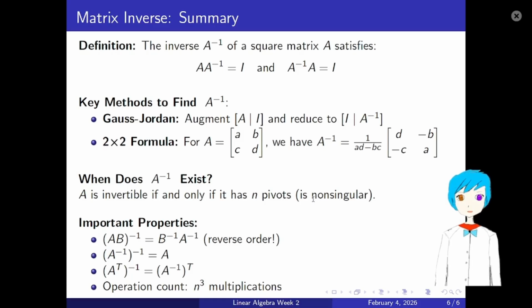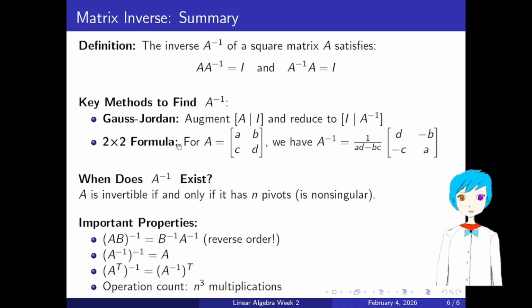Finally, we introduce the matrix inverse. The inverse, A inverse, of a square matrix A satisfies A times A inverse equals the identity matrix, and A inverse times A equals the identity matrix. Note that only square matrices have an inverse. How do we find the inverse? Sometimes we can use the Gauss-Jordan method: form the augmented matrix [A I], and then reduce the left side to I. The right side is then the inverse.